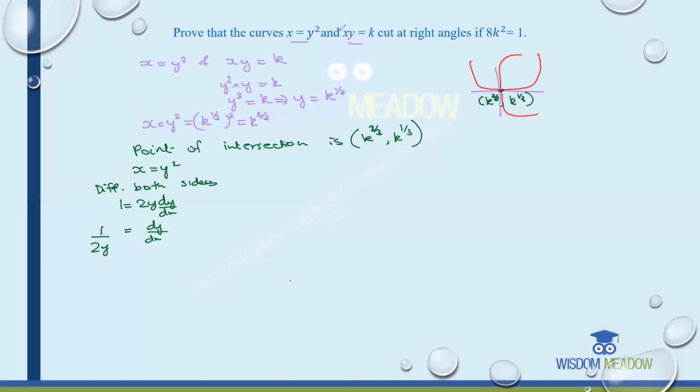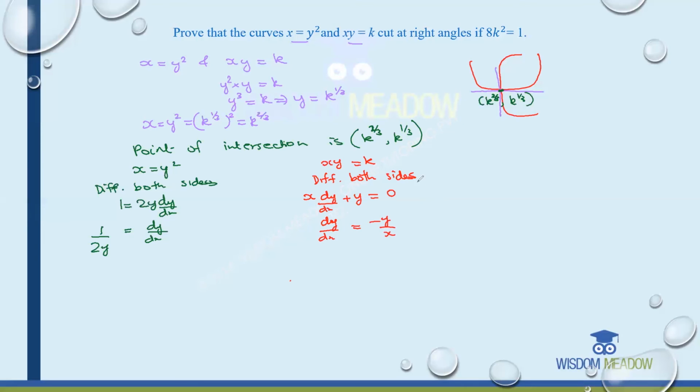Now taking the second equation, that is xy is equal to k, differentiating both sides. On the left side, you have to use the product rule. So x into derivative of y plus y into derivative of x is 1, and derivative of k is 0. So dy by dx will be equal to minus y by x.